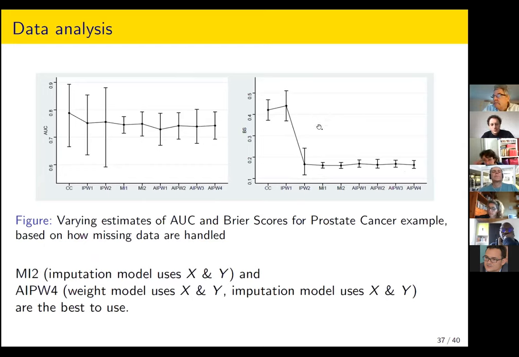Yeah, maybe the missingness mechanism is only due to Y, while in your simulation setting it was due to X and Y. So that might also come from that. Could be. That's right.